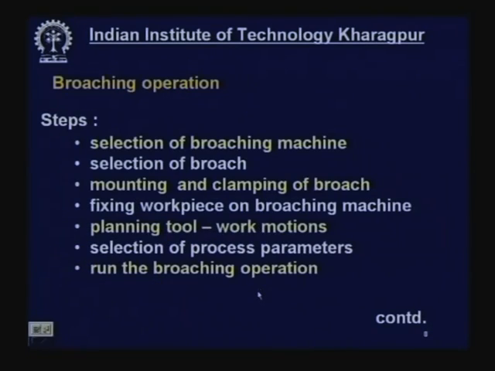Next is broaching operation. Now, what are the steps involved in broaching operation? These are selection of the broaching machine, selection of the broach or the cutter, mounting and clamping of the broach on the machine, fixing workpiece in fixtures in the broaching machine, planning tool work motions, selection of the process parameters, cutting velocity, feed, depth of cut and cutting environment, then run the broaching operation. So, these are the steps.